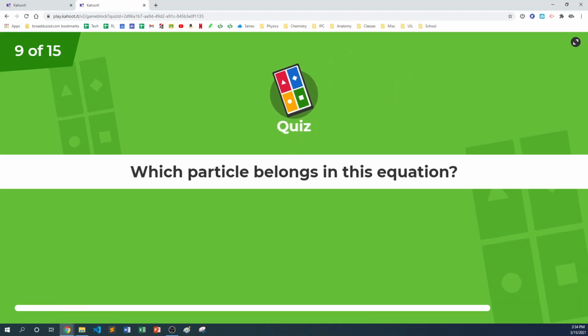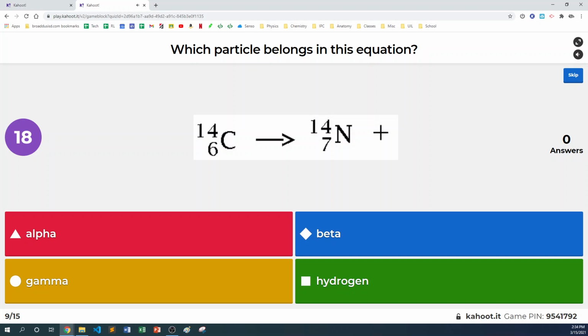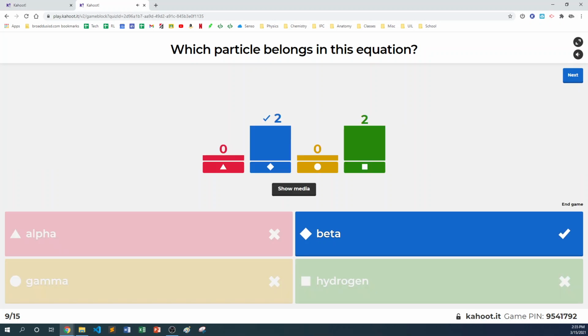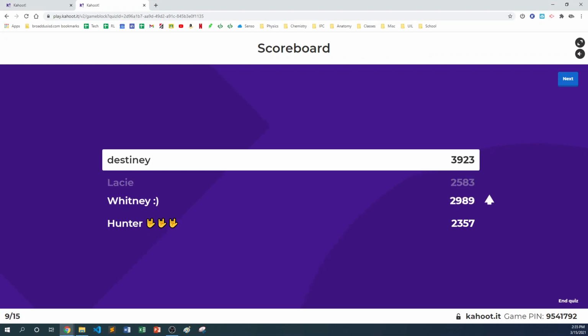Oh, my bad. Which particle belongs in this equation after the plus? Hydrogen. Oh no. I picked the wrong one. This is what I guessed. So the top numbers didn't change, so the top number has to be a 0. Bottom number increased, so it had to be -1, so that's an electron. Interesting.